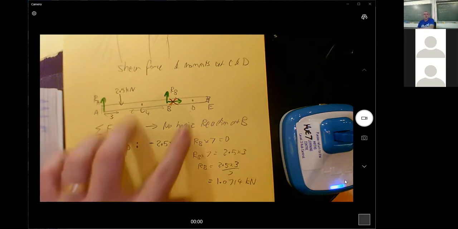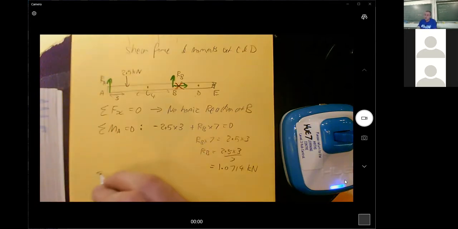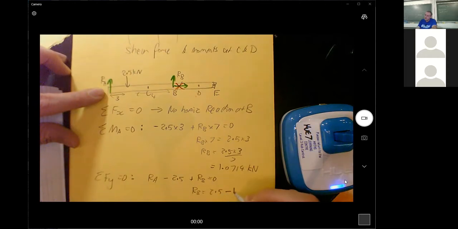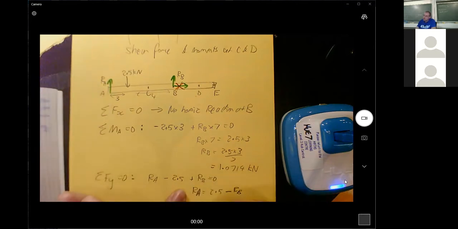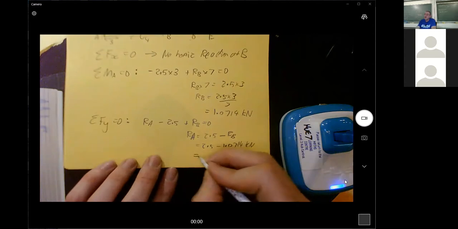And then RB, I could do the moments around B to get RA as well if I want, or I could use the sum of the forces in the vertical direction. That would also tell me what RA is. So I've got that RA minus 2.5 plus RB should be 0. And so therefore RA should be 2.5 minus RB. I probably didn't need to figure out both of them, but you know, here I am.